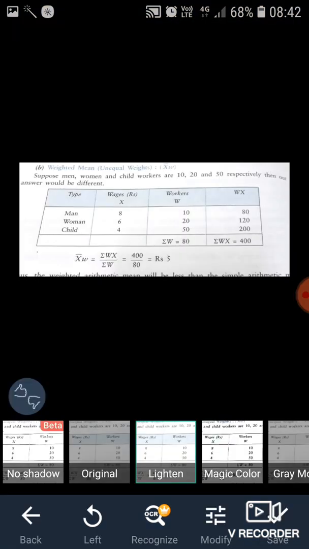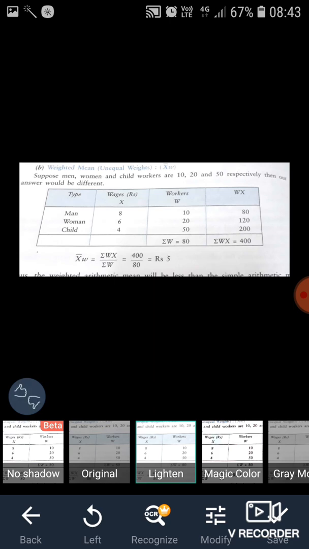Here is an example. You are given values of x, which stands for wages here. Then weightage is given to the different workers: 10, 20 and 50. Now how will we create the column wx? By multiplying the workers' weights with their wages. 8 into 10, 80; 6 into 20, 120; 4 into 50, 200.